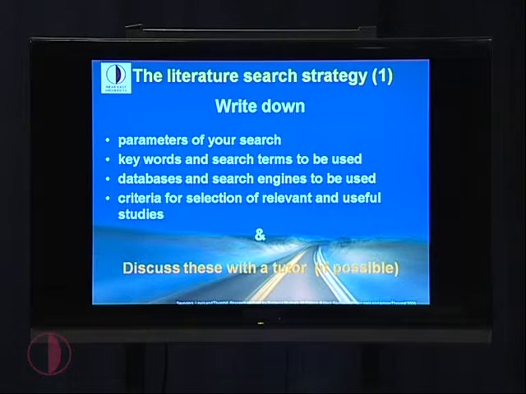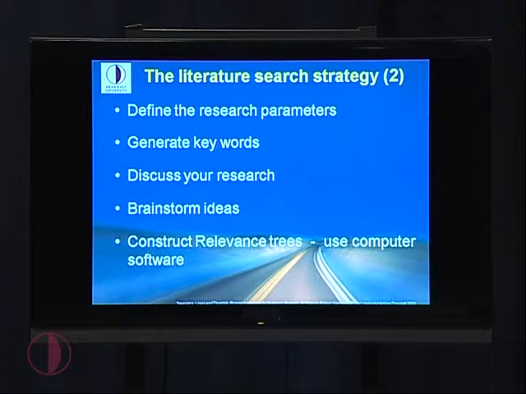The literature search strategy: write down parameters of your research to be more precise, to be more focused, to move from general to specific. Discuss with your supervisor also. So to define the research parameters, generate keywords like electronic human resource management, human resource management perspectives, outcomes, organization outcomes, something relevant, to make a more precise search in the literature.